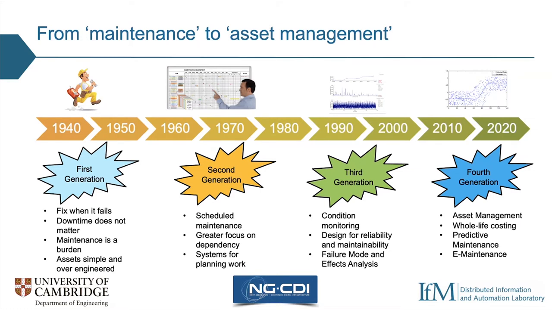Now, that is not to say that today most of the organizations or all the leading organizations are in the fourth generation and we are all doing predictive maintenance and nothing else is happening. That is not true. There is still a wide range of activities that happen under asset management that includes the fix-when-it-fails reactive maintenance approach as well.